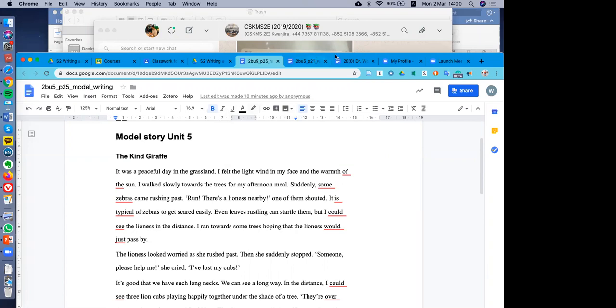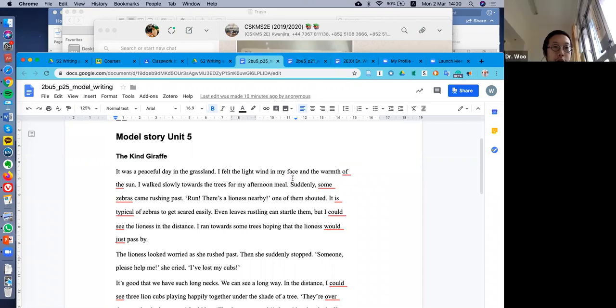So if we take a look at the kind giraffe model writing, we see 1, a giraffe, 2, the first person, 3, the problem. The problem in one word is a lion. Why is the lion a problem? Lions eat giraffes, and the giraffe wants to stay alive. So that's a pretty easy problem.